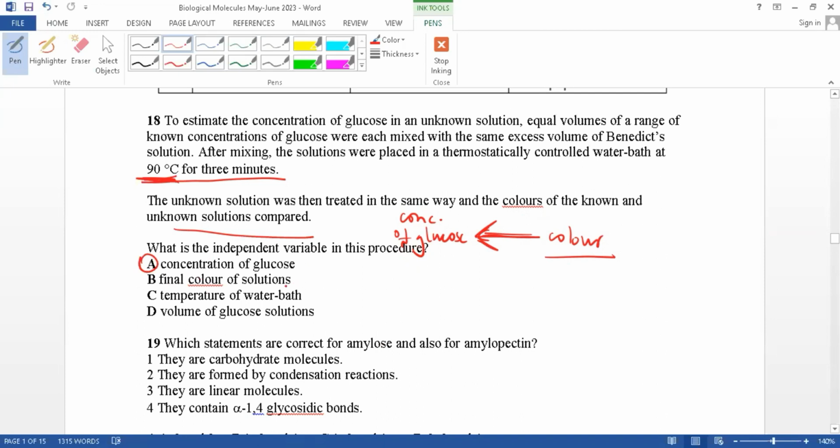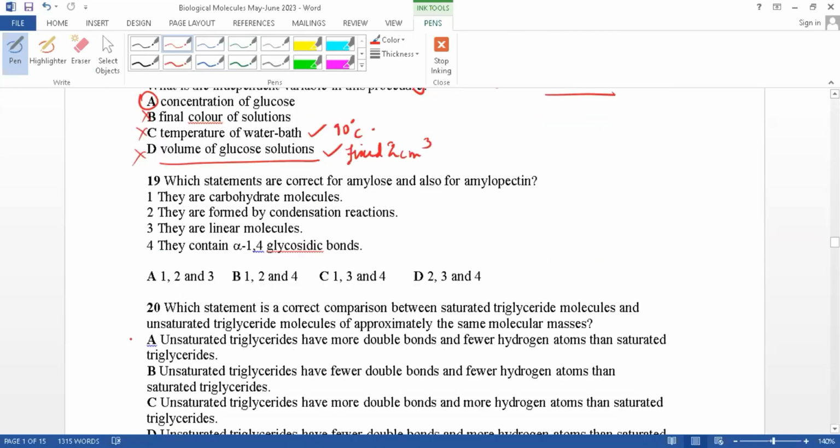Final color of solution, temperature is fixed, that's 90, it's not independent. Volume of glucose solution, we fix it always, it is the same. Usually we use 2 centimeter cube for doing it in the laboratory. Final color of solution is also not independent because it depends on the concentration of glucose. So all these three are incorrect. Only the concentration of glucose is independent.